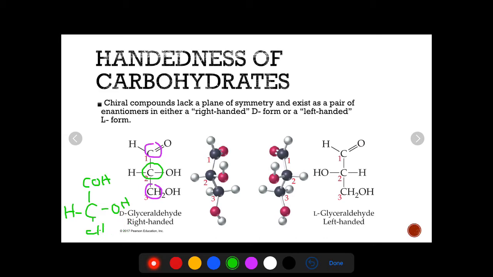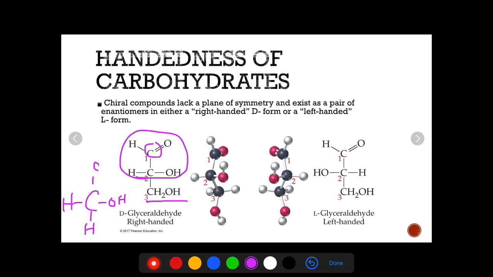But the last one, let me see if I can go back here. This last one right here has carbon, 2 hydrogens, a hydroxyl, and then this whole thing attached. So all of this is attached to this carbon. This carbon wouldn't be considered chiral because it has these 2 hydrogens. If it doesn't have 4 different groups attached to the carbon, then it's not considered chiral.